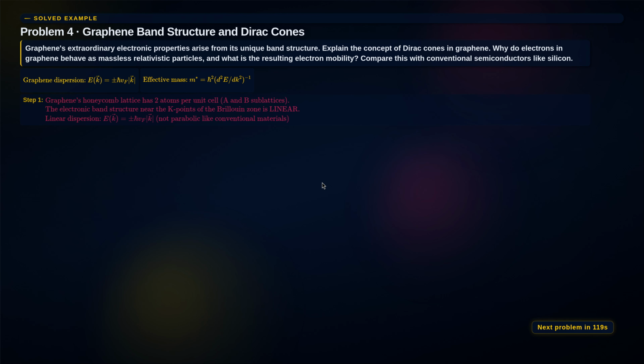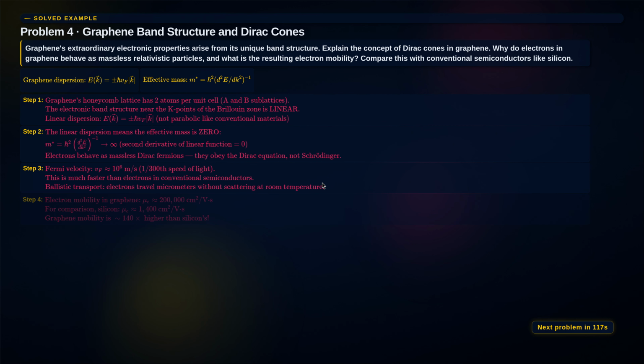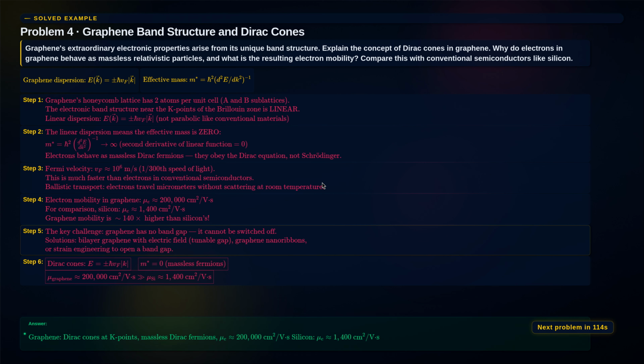Problem 4. Graphene's extraordinary electronic properties arise from its unique band structure. Explain the concept of Dirac cones in graphene. Understand why electrons behave as massless relativistic particles and what the resulting electron mobility is. Compare with silicon.